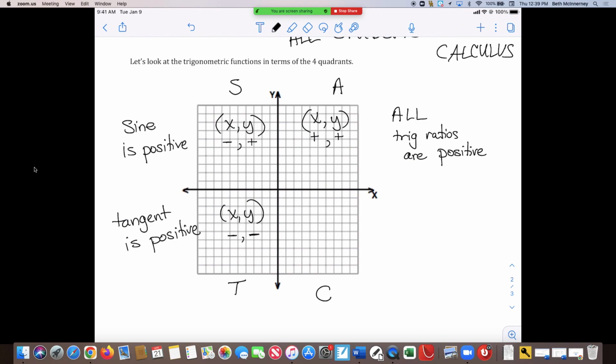Then in the fourth quadrant, x comma y, I'm to the right, so x is positive, but y is negative. So cosine is positive. So another thing you can do is you can just find sine, cosine, tangent of the reference angle and then do all students take calculus.